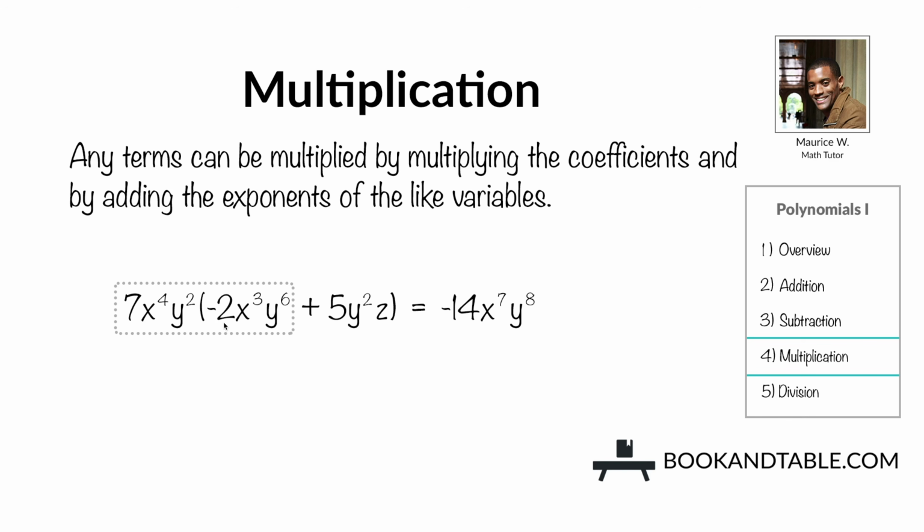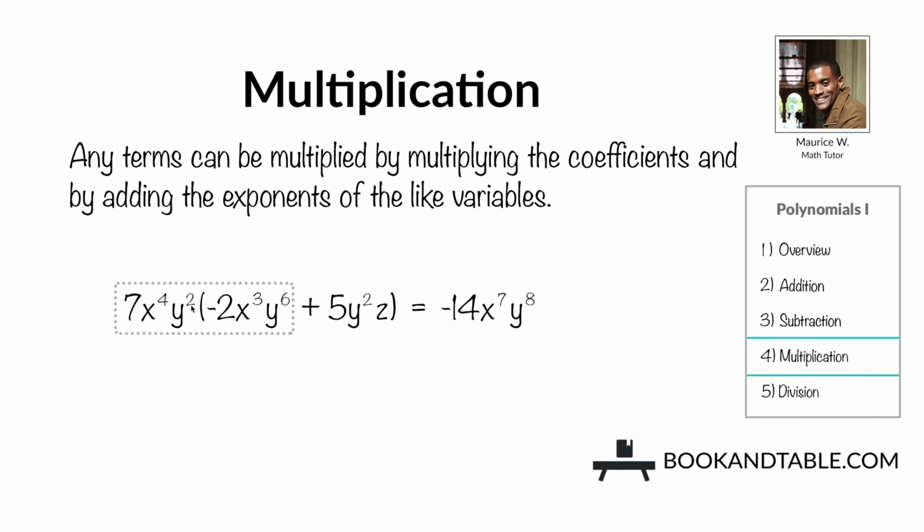binomial negative 2x cubed y to the 6th plus 5y squared z. You multiply the first polynomial, 7x to the 4th y squared, times the first term in the second polynomial, giving us 7 times negative 2, which is negative 14. X to the 4th times x to the 3rd is equal to x to the 4 plus 3, which gives us x to the 7th.